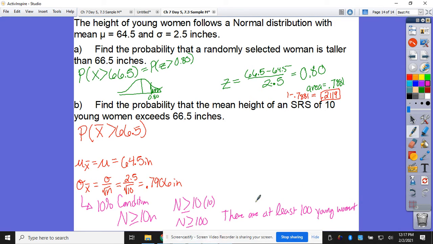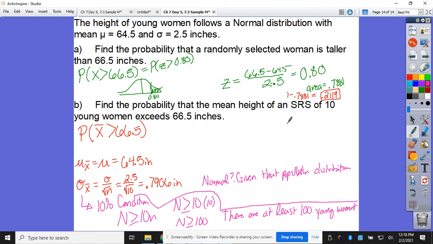And the other thing that I need is what? I need to make sure I can use normal. So what would I need to write there? So it says that it's given that the population distribution, and here it actually says is normal instead of approximation. So it's given that the population distribution is normal. So we can use normal approximation.